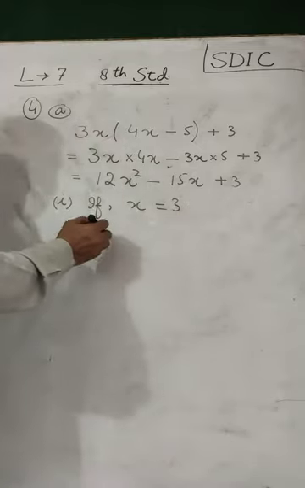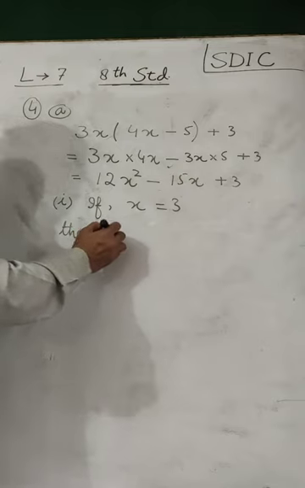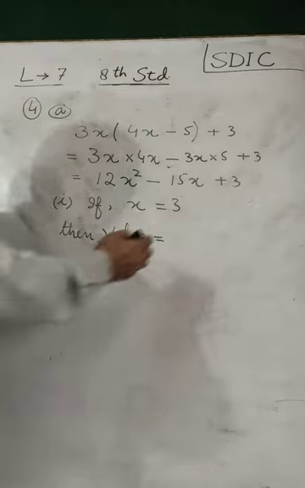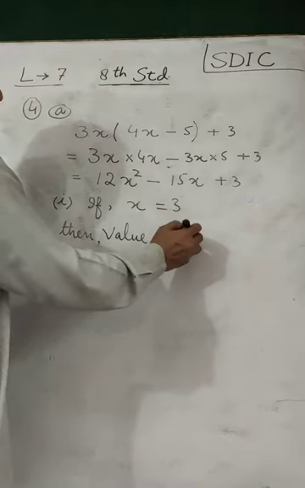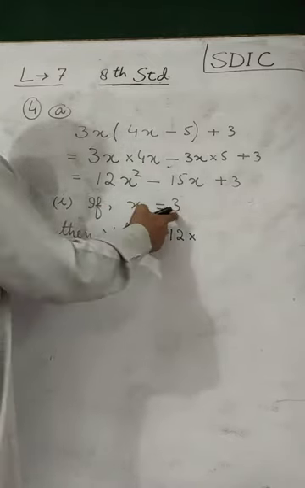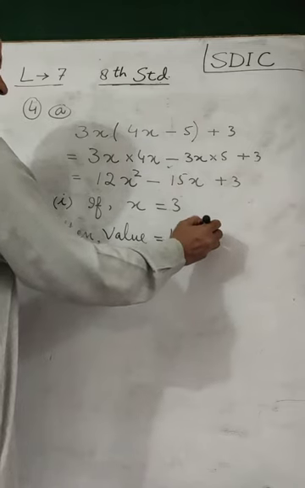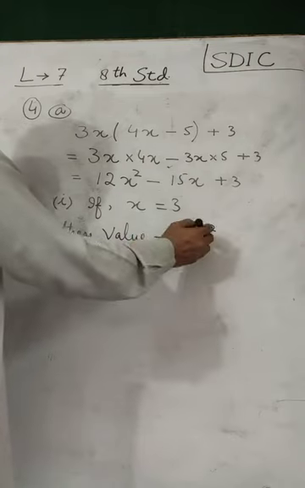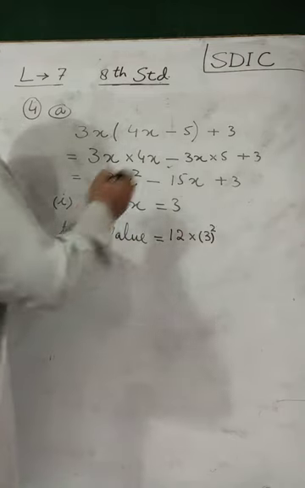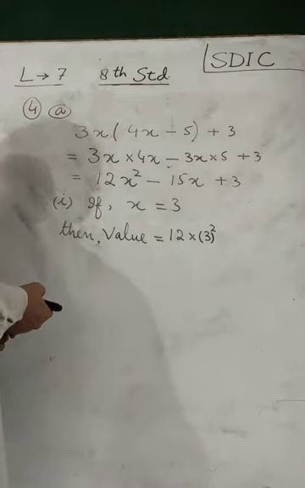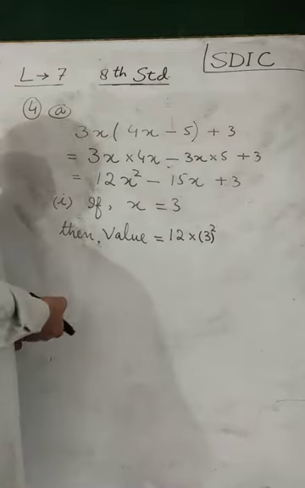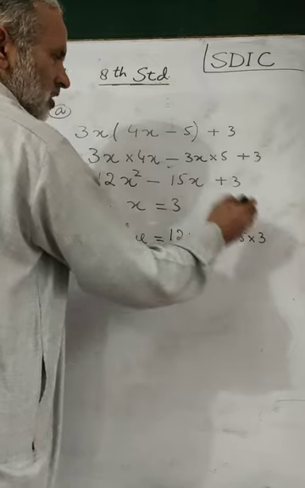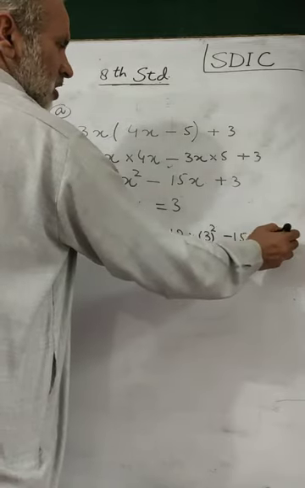The result we'll get, then, is the value equal to 12 multiplied by, instead of x you have to write 3, and that 3 has a square here. Better to write the value 3 of x in a bracket, and over the bracket we write the power square. Then minus 15 into 3, for x again 3. Then plus 3.